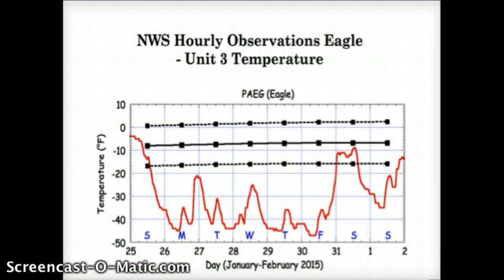So we'll start out by looking at the temperature map for January and February. By looking at the hourly temperature graph for Eagle for January and February, you can see that there is some temperature variation between night and day. This could be due to the amount of sunlight we receive during the winter months.